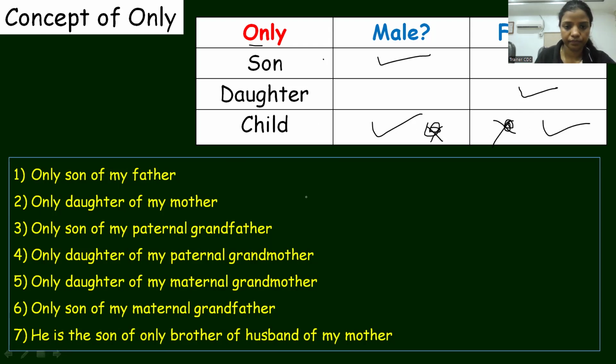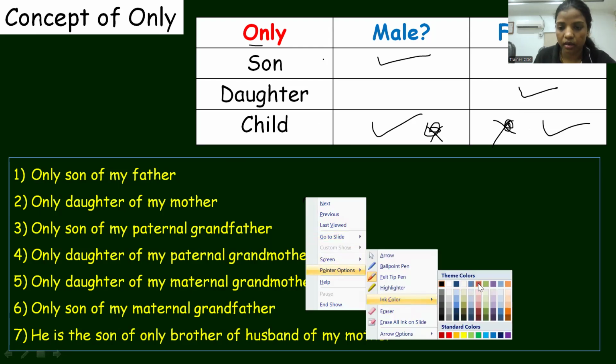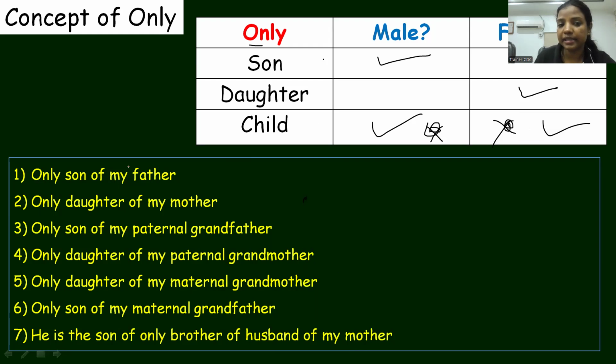Now, let's try to draw a diagram for a few sentences out of seven. Only son of my father's only son. Suppose let's consider A is myself and my father will be in the above generation. So my father's only son, who is that? A only, right? So this sentence is talking about myself. Now, only daughter of mother. My mother's only daughter is myself only again, right?